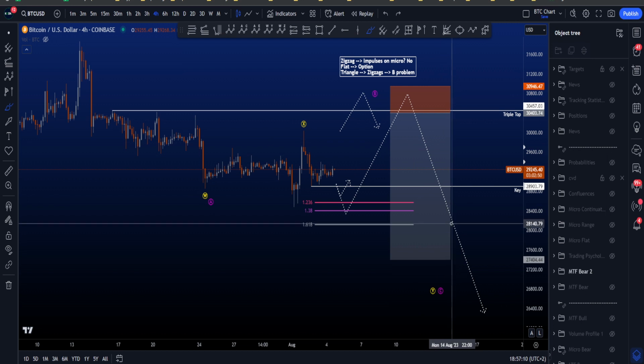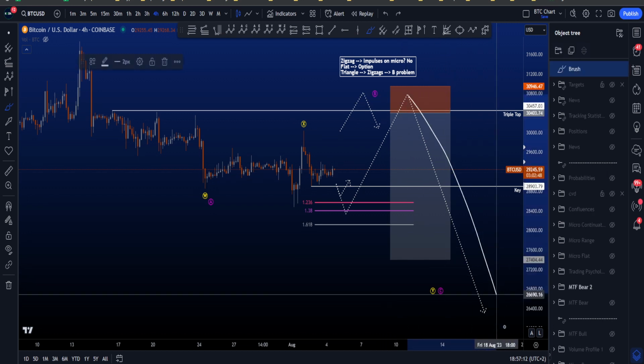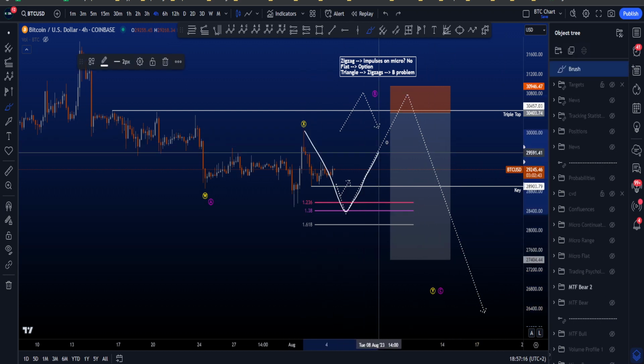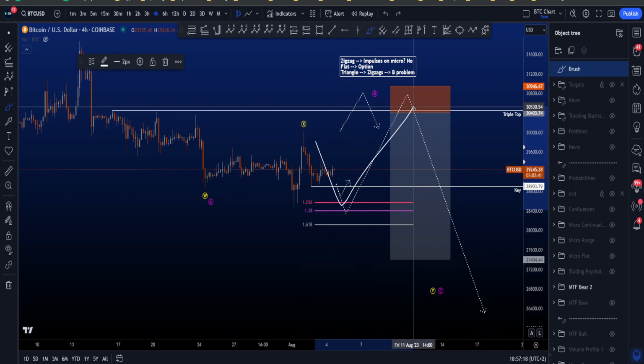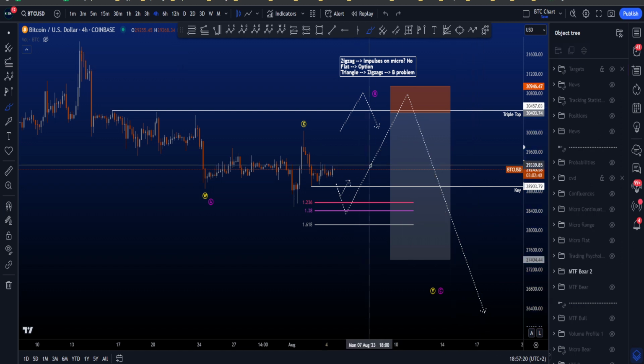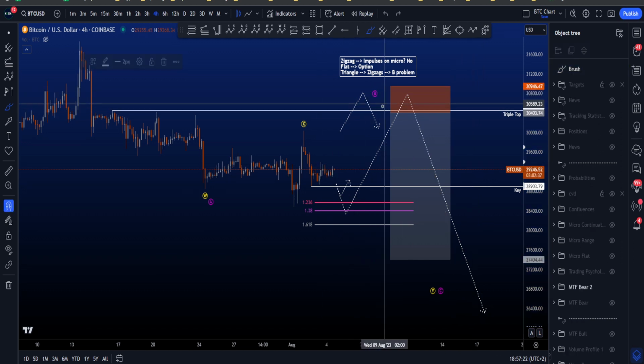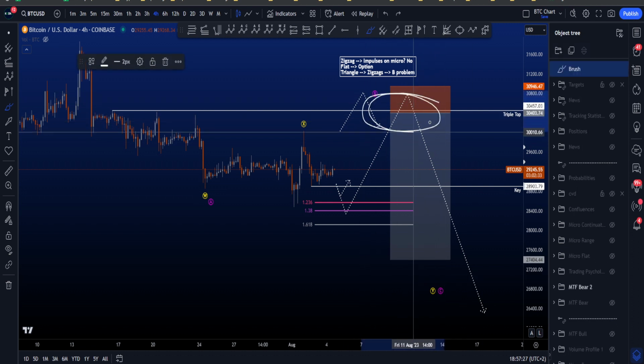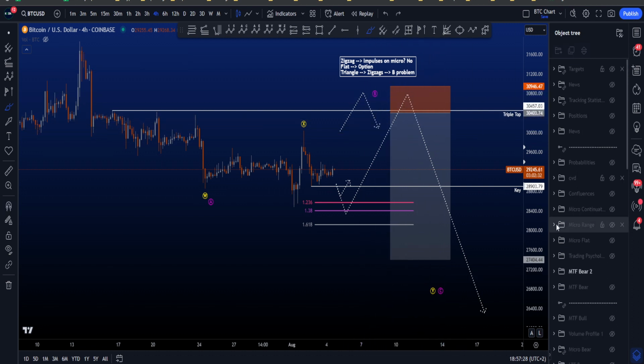So in both of these scenarios, we are looking for then an impulsive structure to the downside, because in a wave Y, it's an expanding flat, which is a 3-3-5 wave impulsive move. And for an ABC, we're looking for B to end and then an impulsive C to the downside as well. So this area is going to be incredibly important if price can get that high.